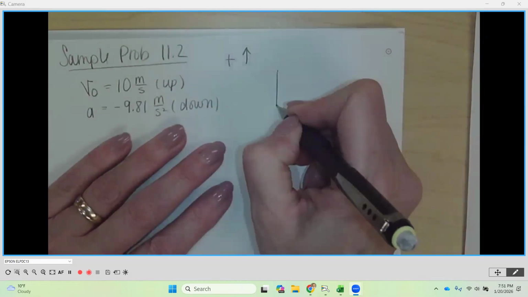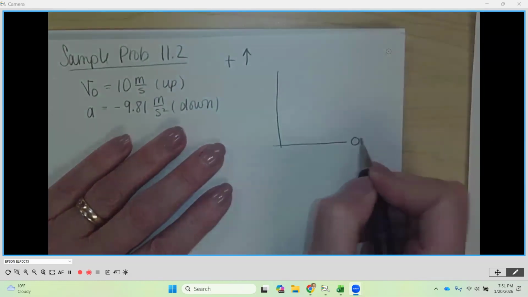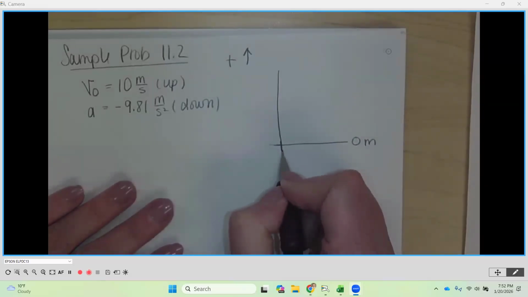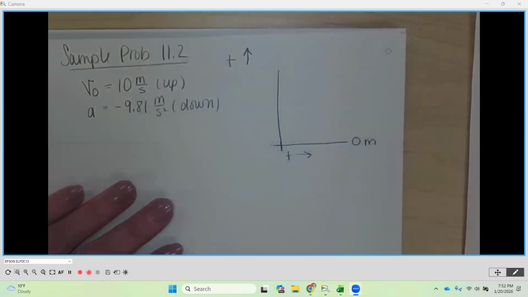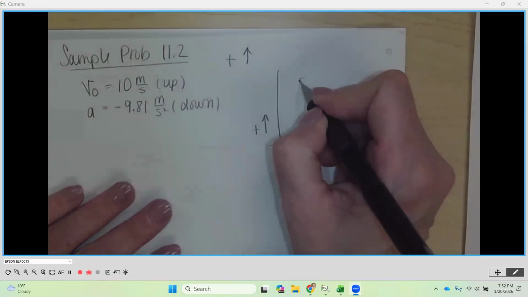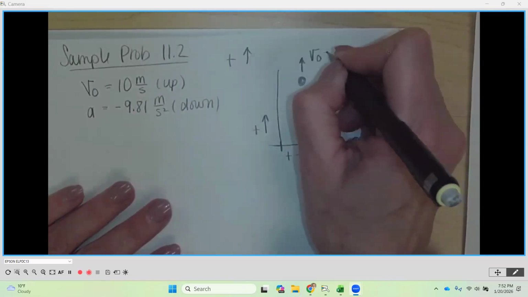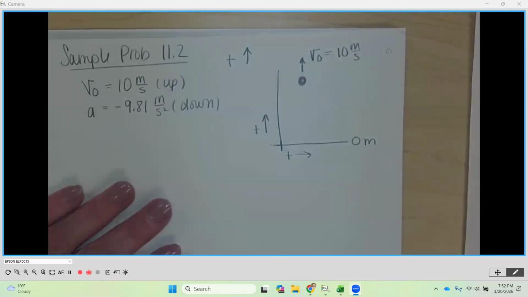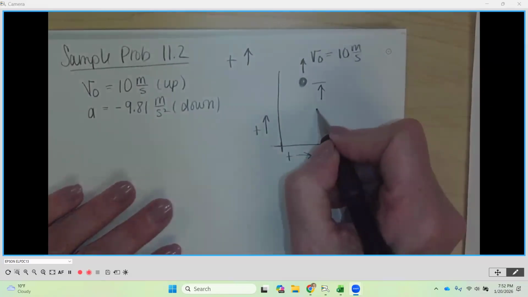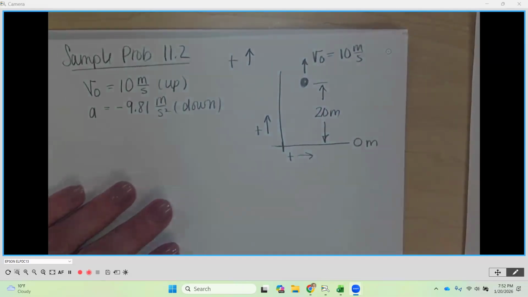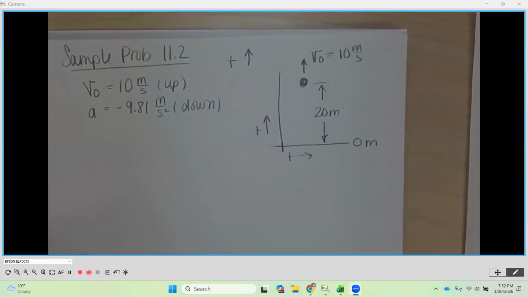Now I like just showing a little diagram so that we kind of know where we're at. This is going to be our 0 meters down here, so this is going to be like our origin. Positive would go to the right. We're only going to be dealing in verticals. Positive is going to be going up. And then our ball is going to be right about here, and its initial position is going to be 20 meters above the ground. And it's going to be thrown up at a velocity of 10 meters per second.